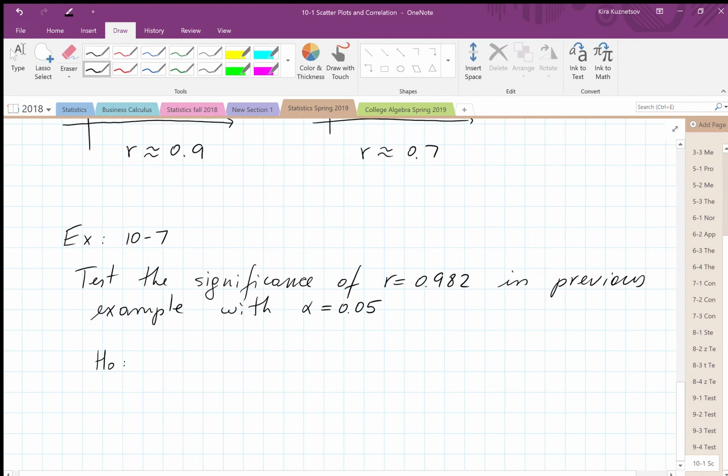The null hypothesis is rho equal to 0. I'm going to draw it like this, it's a funny looking p. The null hypothesis indicates that there is no relationship between the two variables. The alternative hypothesis says rho is not equal to 0, meaning that there is a relationship. So this one says no linear relationship. This one says there is.